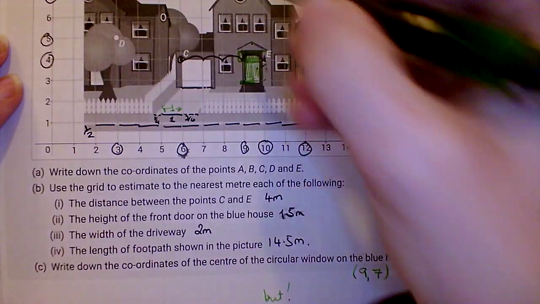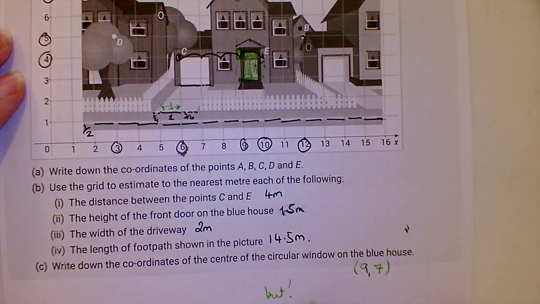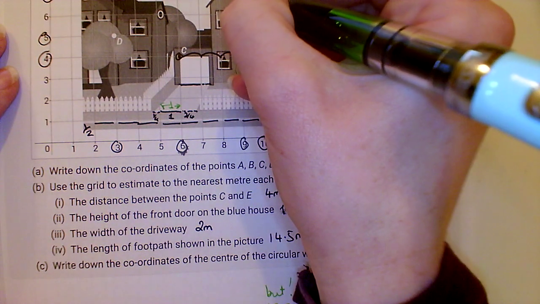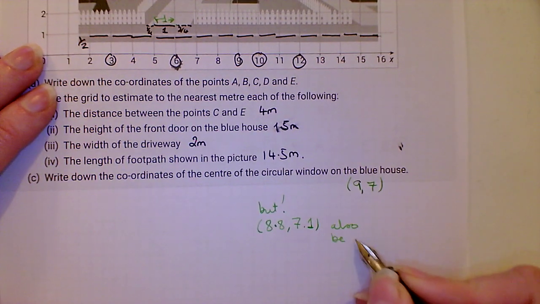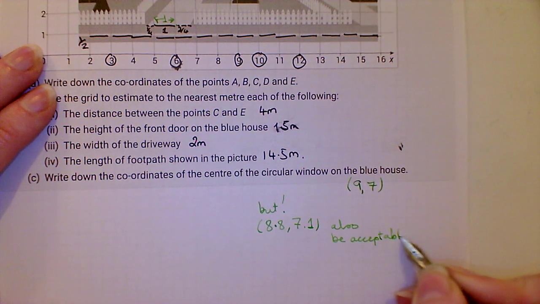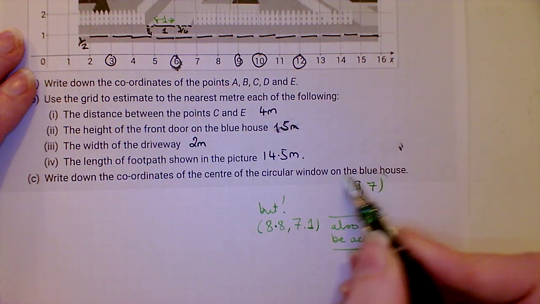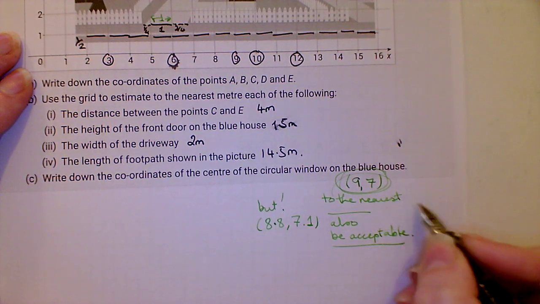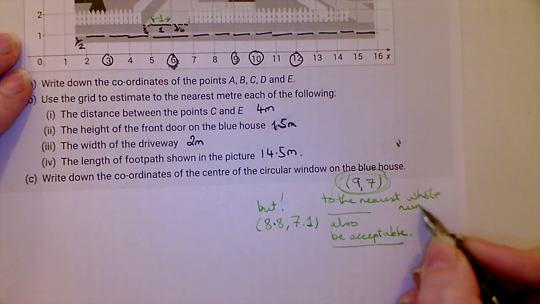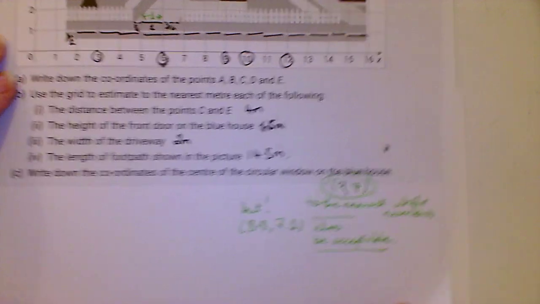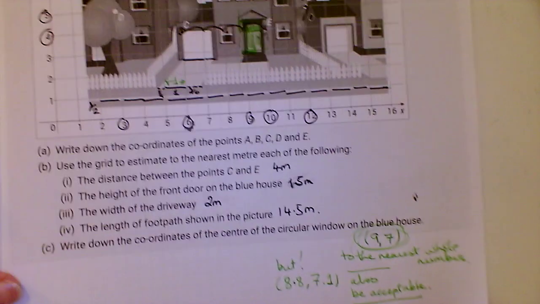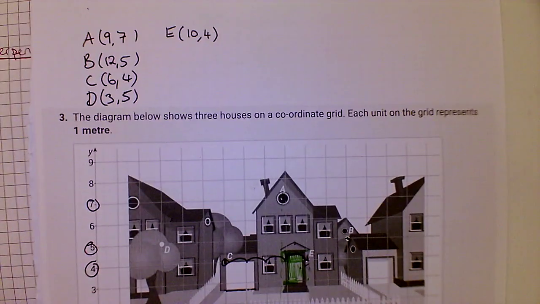But if you said, well, it's a little bit less than 9. If you said, for example, 8.8, comma 7.1, that would also be acceptable. But just like when we learned estimating and rounding, when we were doing numbers, going to the nearest whole number is perfectly fine with questions like this, especially when they don't give you any more information than that. Okay, so that's how we were using our coordinates to answer this question. Thank you.